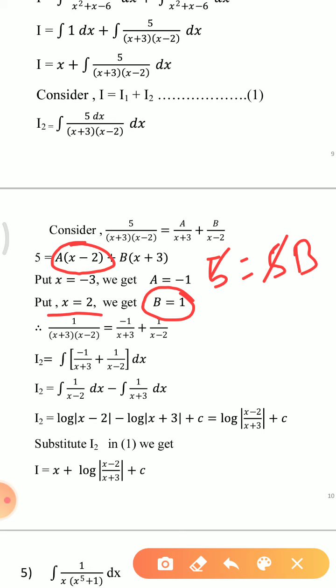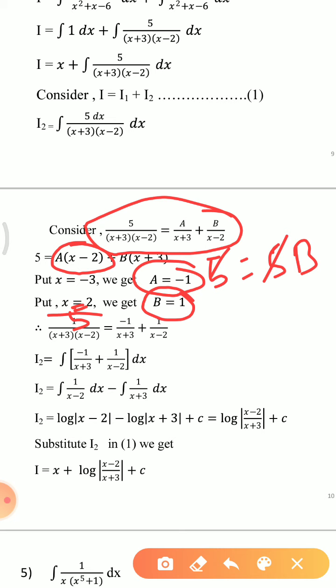Then substitute this a and b in this equation, that becomes, therefore, that is here 5 is equal to minus 1 upon x plus 3, because the value of a is x plus 3, plus 1 upon x minus 2. We have to correct here, you have written 1, the correct value is 5 here. 5 upon (x plus 3)(x minus 2) is equal to minus 1 upon x plus 3 plus 1 upon x minus 2 here.